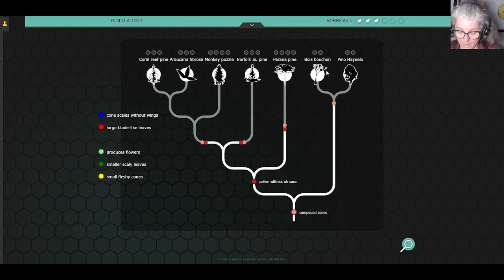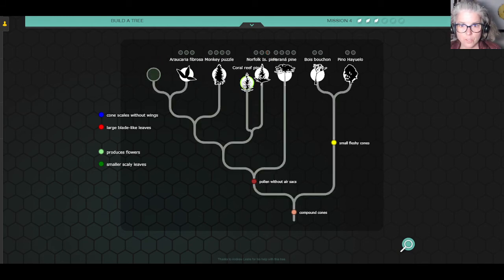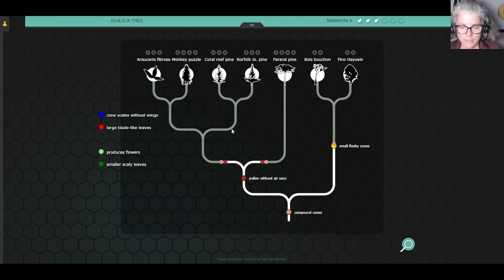So I know that these two left are small fleshy cones. These two are small fleshy cones, which they got right there. Yep. So now I've made my separation, and then I can further break these guys down. Let's say I'm looking at smaller scaly leaves, and that was the Norfolk Island pine and the coral reef. So I know that those two are together, and that is smaller scaly leaves, right? I've still got to do a division here.